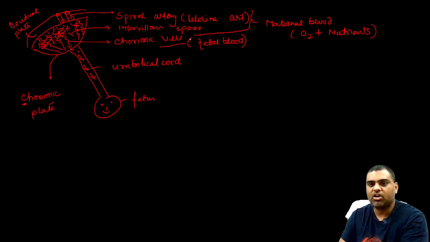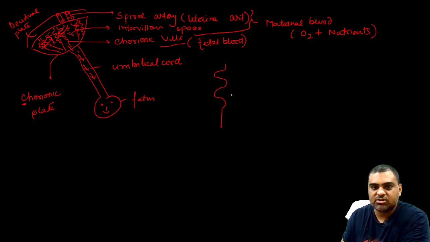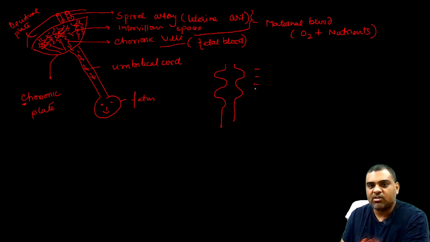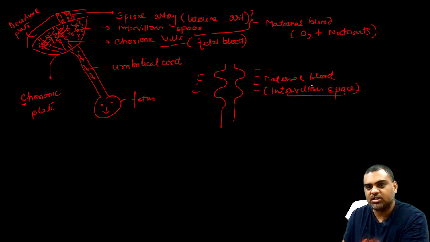So the barrier is basically the chorionic villi. Now, if I draw the chorionic villi here like this, a convoluted structure, what is around them? This is the maternal blood, and the space is known as the intervillous space.